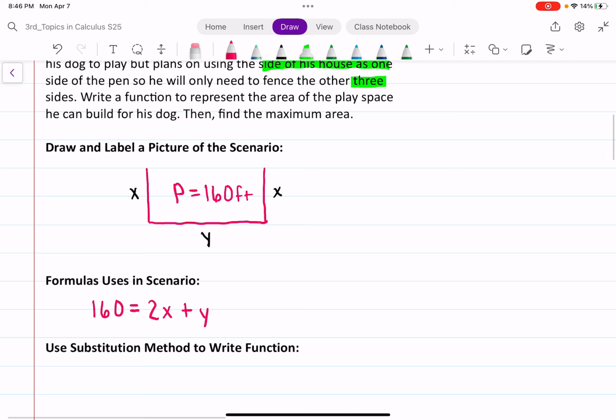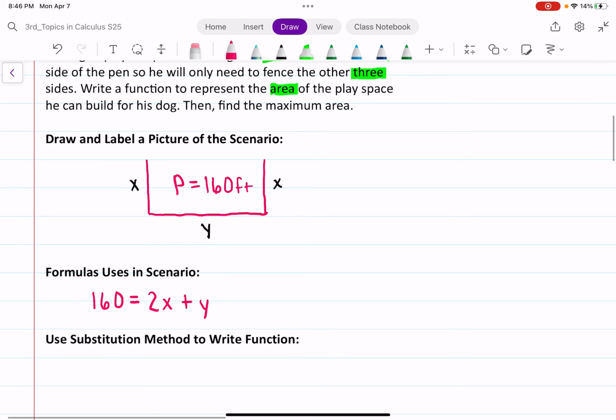Now, if we keep reading, it says write a function to represent the area of the play fence. So that means that we're also going to be using our area formula, which in this case would just be length times width. So it would be X times Y. So that's our 2 formulas, right? And then it says maximize the area. So we want our area to be the actual formula we use here.